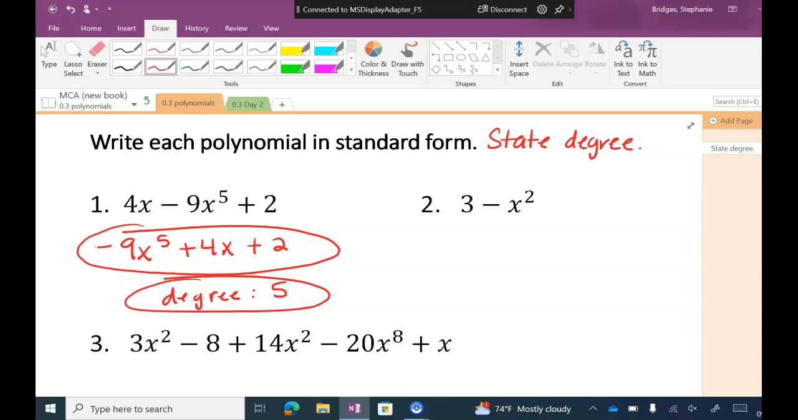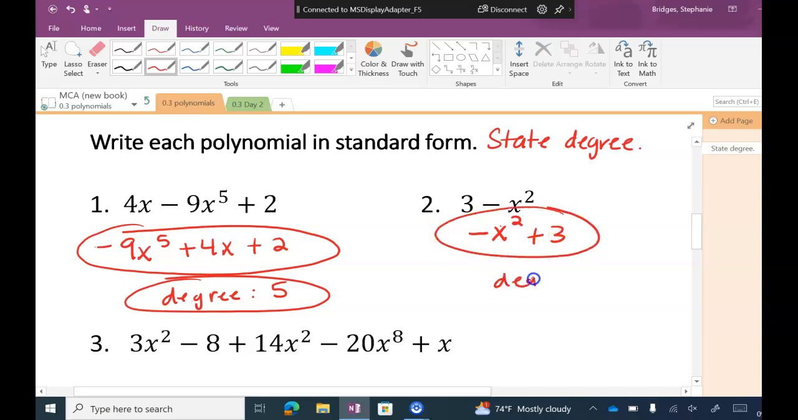So with number 2, I have 3 minus x squared. What should come first? The x squared, and what kind of x squared is it? Negative, so we're going to write a negative x squared. And then what do we write? Thank you. That is the standard form, and what is my degree? 2. Okay, not hard stuff. Not really even much to think about, right?